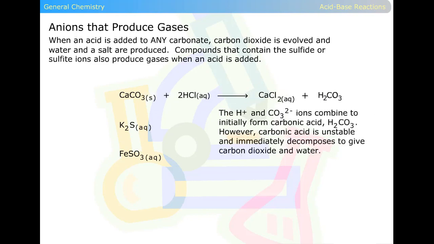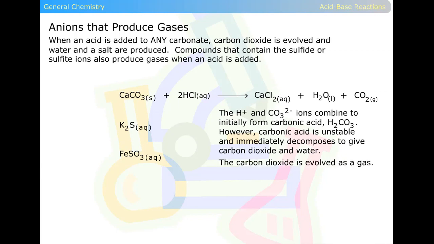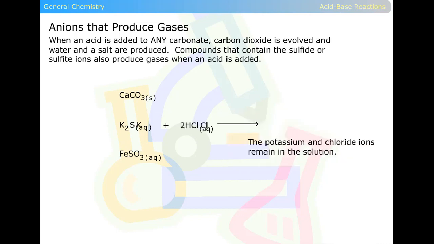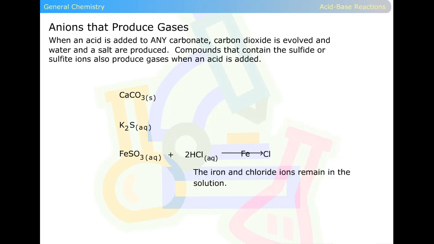The H+ and CO3 2- ions combine to initially form carbonic acid, H2CO3. However, carbonic acid is unstable and immediately decomposes to give carbon dioxide and water. The carbon dioxide is evolved as a gas. In this case, the potassium and chloride ions remain in the solution. The H+ and S2- ions combine to form hydrogen sulfide, a gas. In this case, the iron and chloride ions remain in the solution.